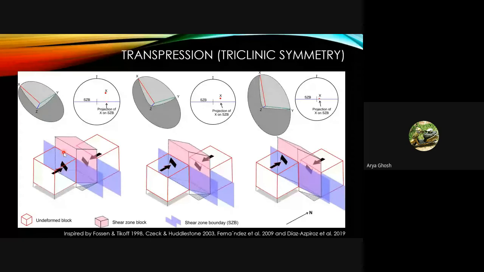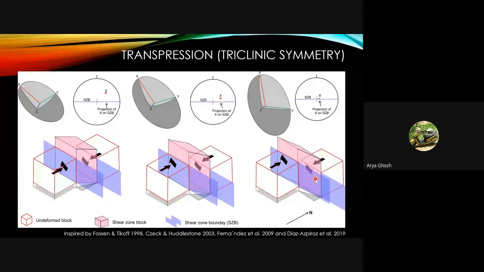Now due to that obliquity, the shear zone block will be of a shape where this angle will no more remain 90 degrees. So the angles between the three axes, alpha, beta, gamma, will be non-equal angles. That's why this is called triclinic symmetry.